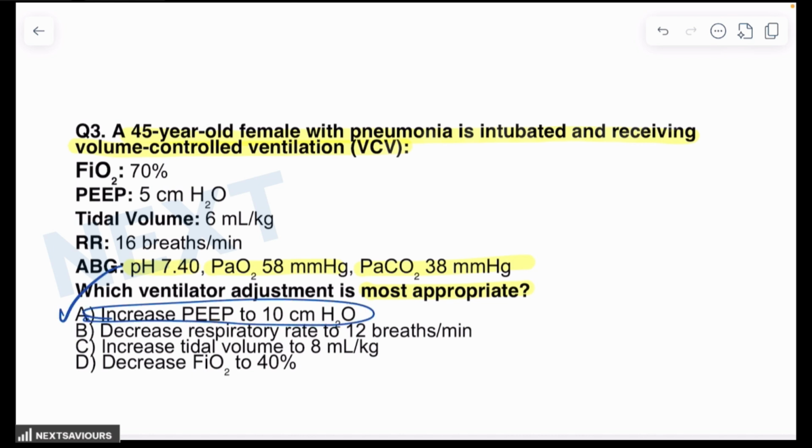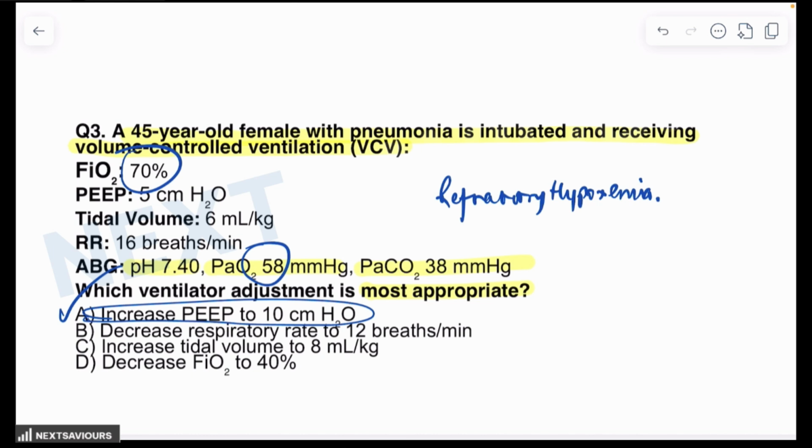Why? Because the patient has hypoxemia despite having high FiO2. Look at the FiO2, which is 70% provided. Oxygen concentration over here is 58 millimeters of Hg. So it suggests the refractory hypoxemia. So in order to improve the oxygenation, increasing PEEP helps recruit the alveoli and enhance the gas exchange. So that is why option A is the best answer.